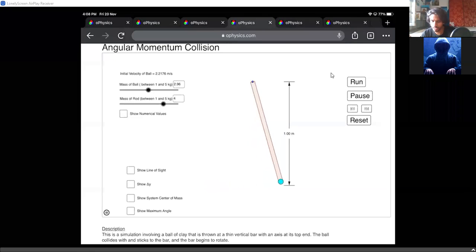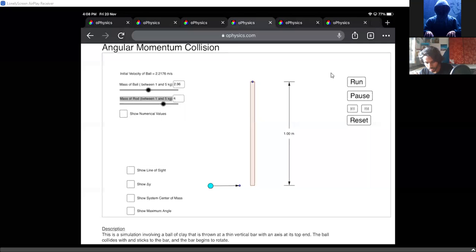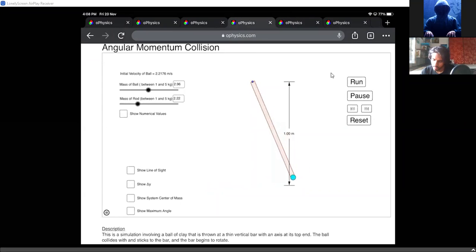Yeah, I'll run the simulation for you. This is what's happening. The particle came in, stuck to the rod, and they're both swinging. Let us bring down the mass of the rod a little so that you get more swing. You see that? Obviously, there is more swing. Show the line of sight and center of mass and maximum angle and all.